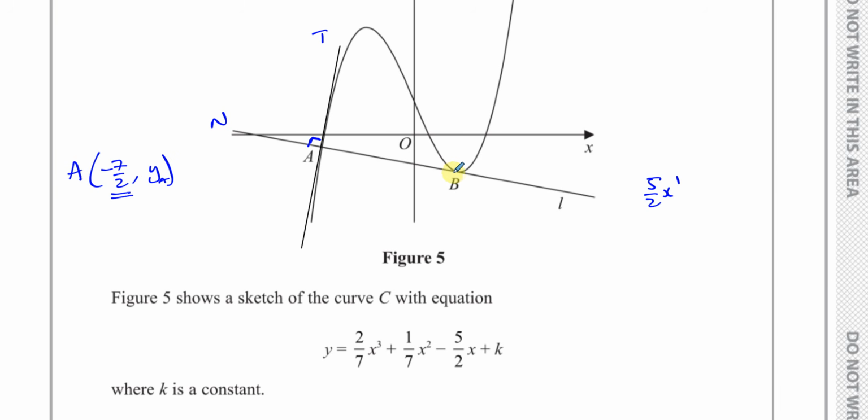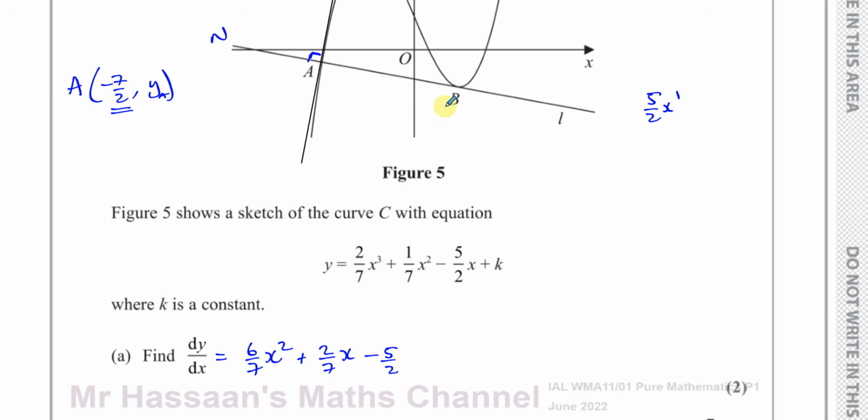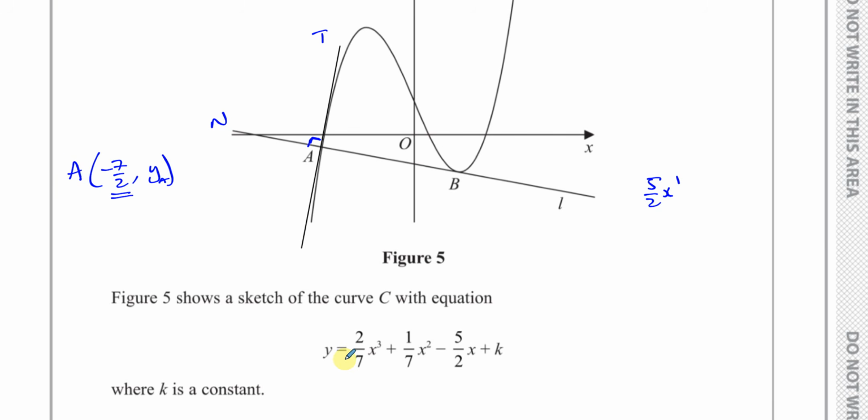That will be equal to the gradient of the curve at B. And then I can use that in conjunction with my gradient formula to find what the coordinates of B are. Okay, so I can then form this equation which will help us do that. So basically what I need to do first is I need to find the gradient of the curve at A.